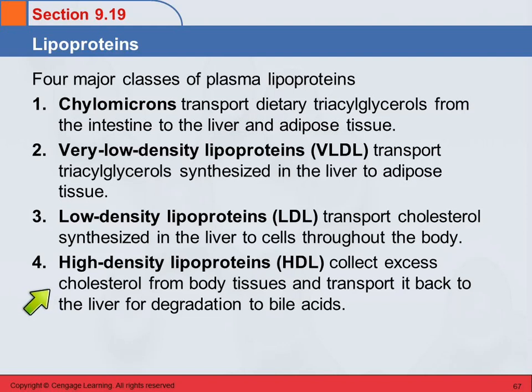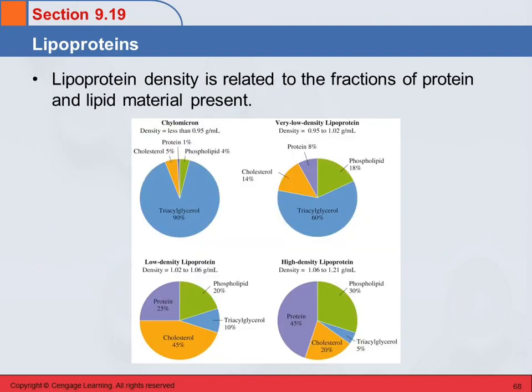So the high density lipoproteins are the ones that you want to make sure that you have enough of, because they're going to get rid of the extra cholesterol. Whether the lipoprotein is high, low, or very low in density has to do with the fractions of protein and lipid materials. And when they talk about very low density, it actually is the density. So the high density ones have more protein, and the low density ones have less protein.